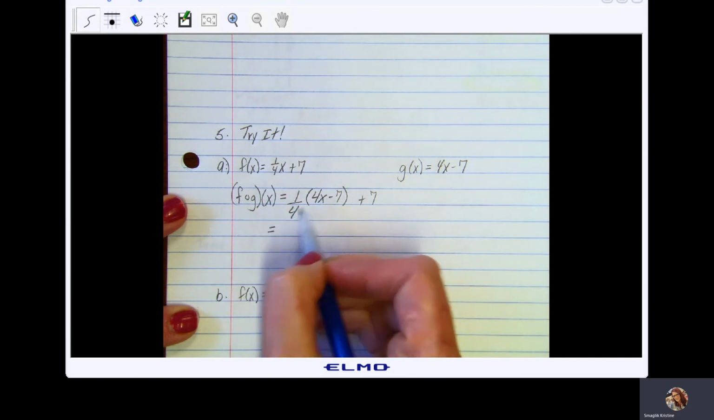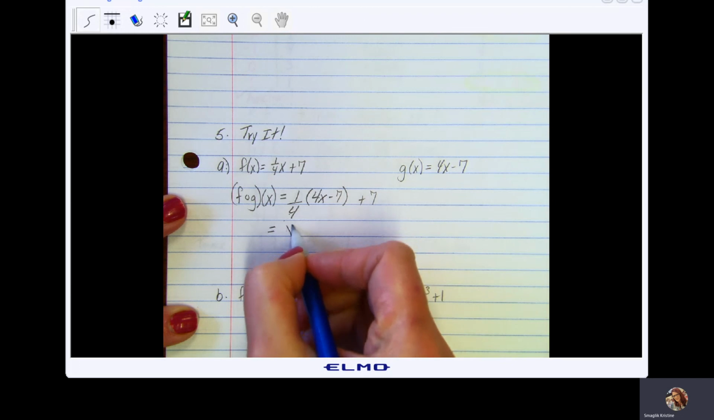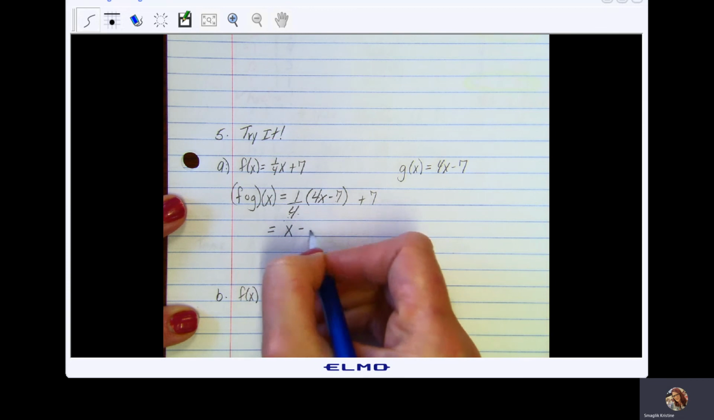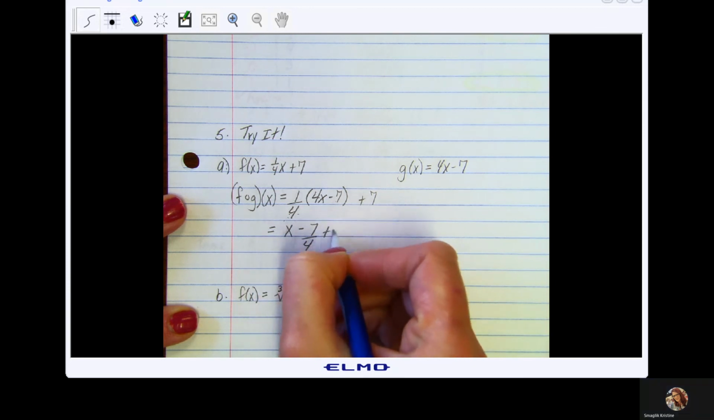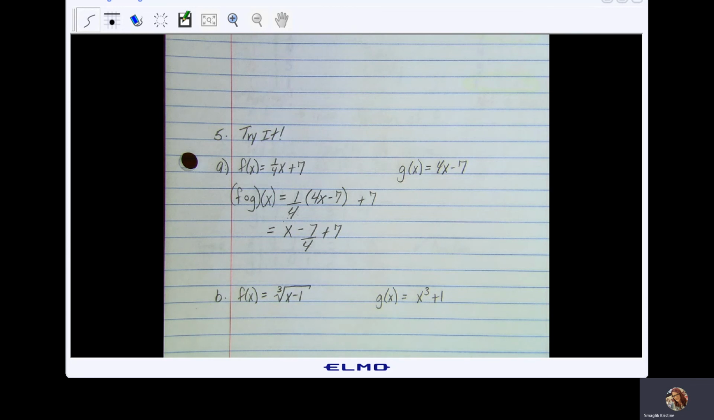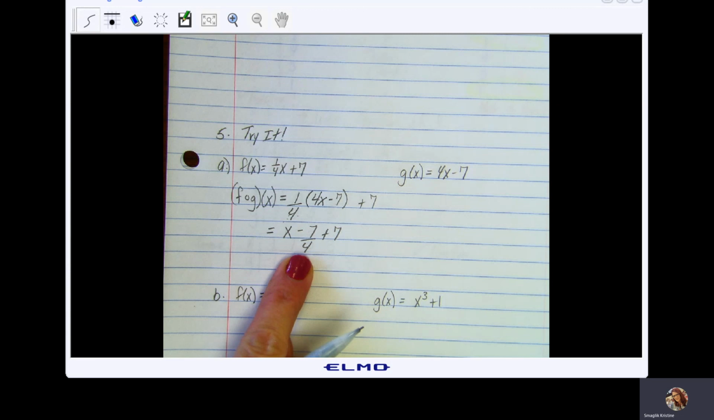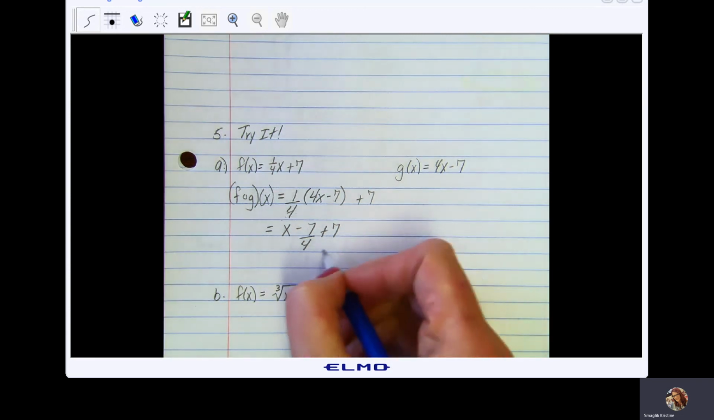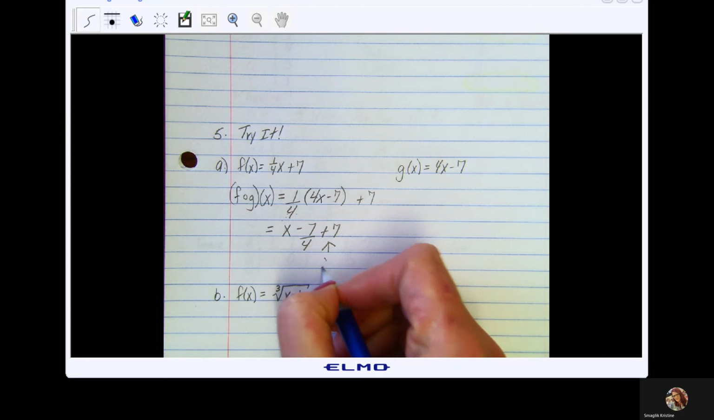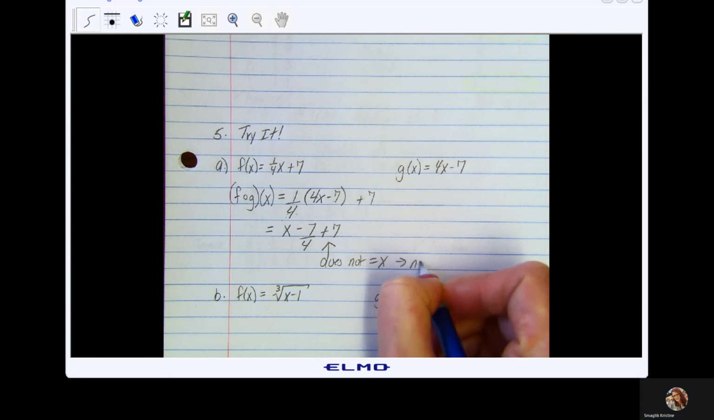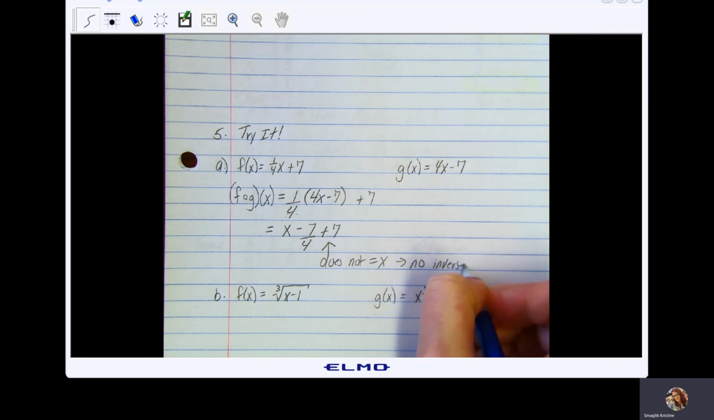So now here, my 4's are going to cancel out. I'll be left with x minus, now I've got to divide this 7 by 4 as well, so I get negative 7/4 plus 7. I could go ahead and get a common denominator and combine it, but you know what? It doesn't matter. You can clearly see here, I am not going to be left with just x. So this does not equal x. No inverse relation.